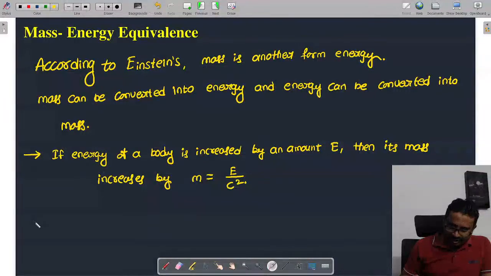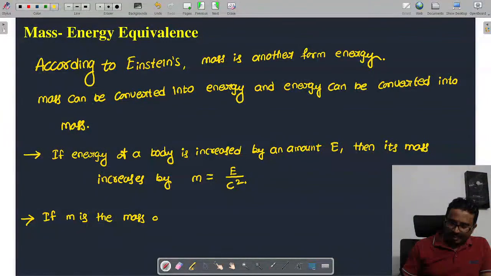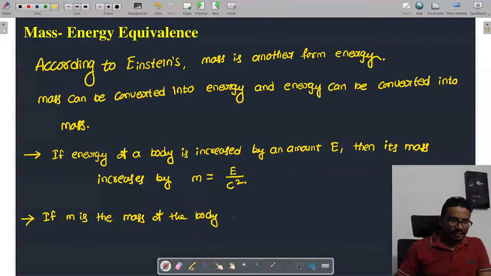And similarly, he has given that if M is the mass of the body, disappears.